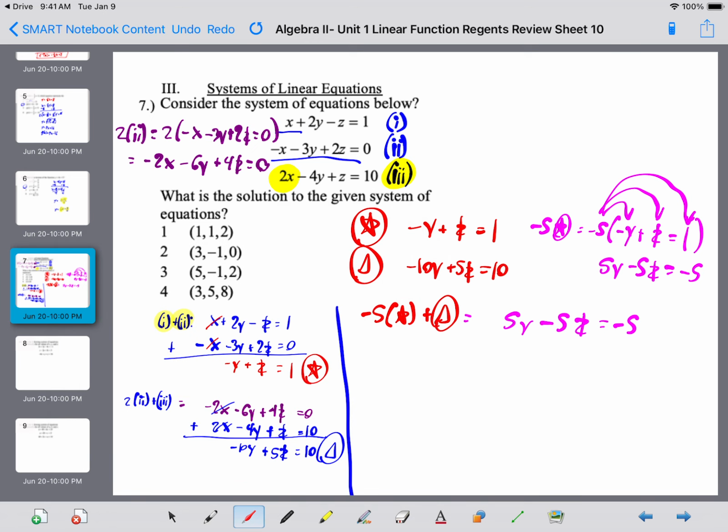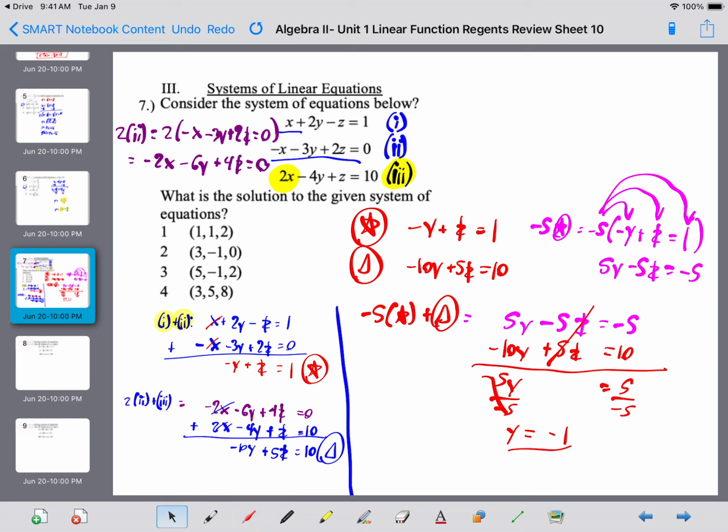Now I'm going to write equation triangle. Five y minus 10y is negative 5y. Negative 5z plus 5z cancels out. Negative 5 plus 10 will just be 5. And you canceled out x and z now, so you could just solve for y. Five divided by negative 5 is negative 1. Now we solve for y.